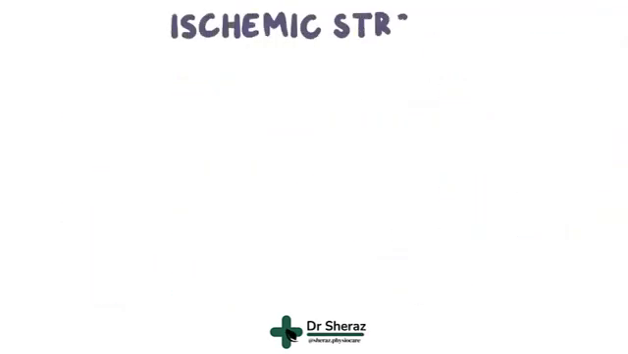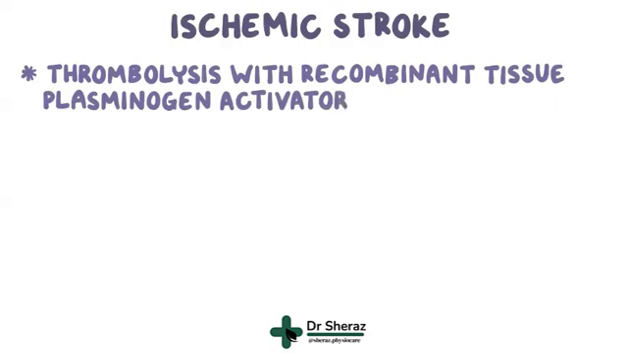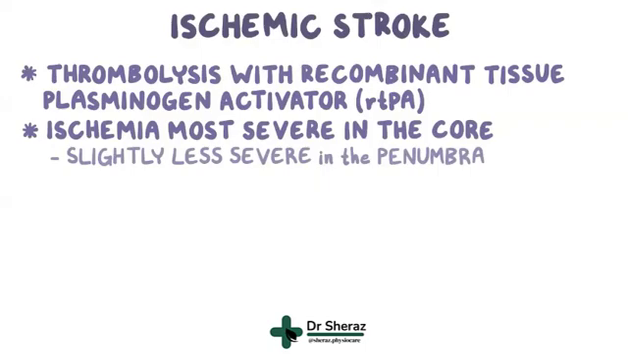In an ischemic stroke, the treatment of choice is thrombolysis with recombinant tissue plasminogen activator, or RTPA. The ischemia is most severe in the core of the ischemic area, where the cells die first, and slightly less severe in the surrounding penumbra, which gets collateral blood from other blood vessels. But if the blood flow isn't re-established within a few hours, cells in the penumbra will suffer irreversible damage and die, causing long-standing brain damage.